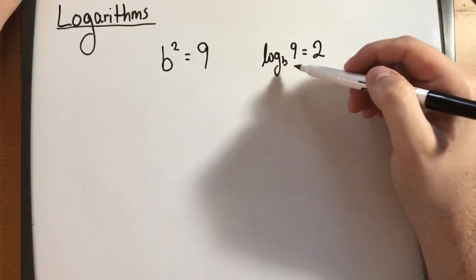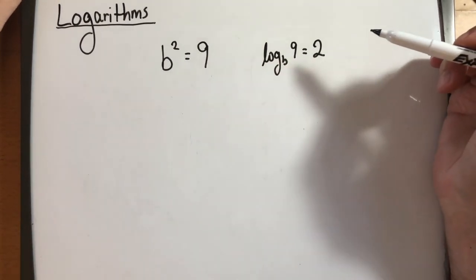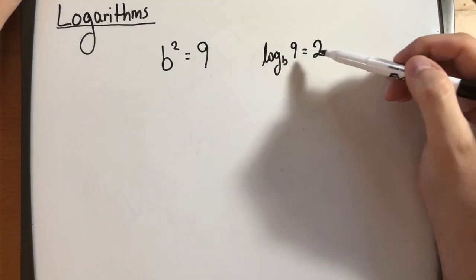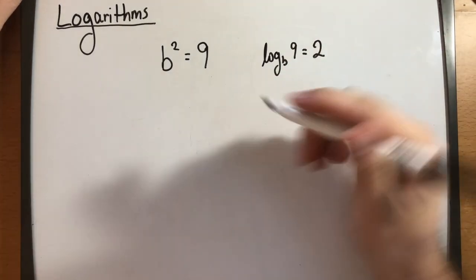You see, same base, you are now solving for the exponent, and you're getting log base b of 9. So what do I have to raise b to so that it is equal to 9?